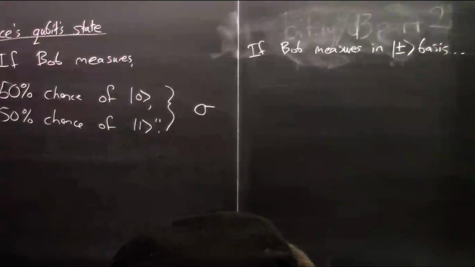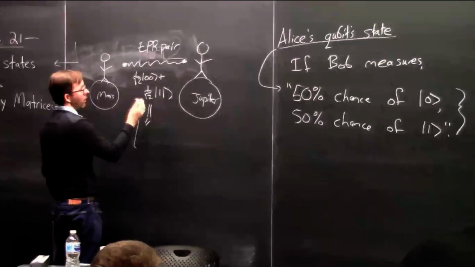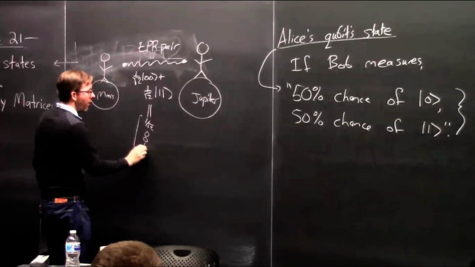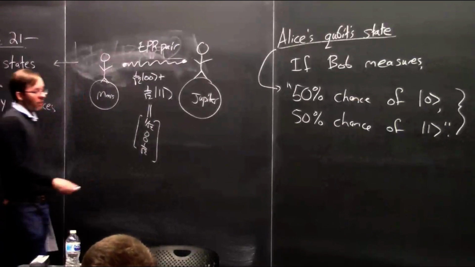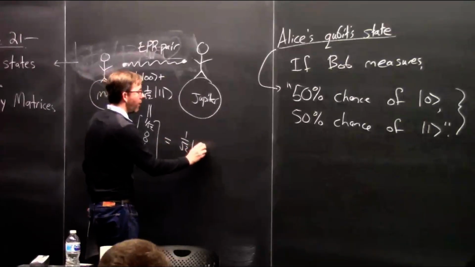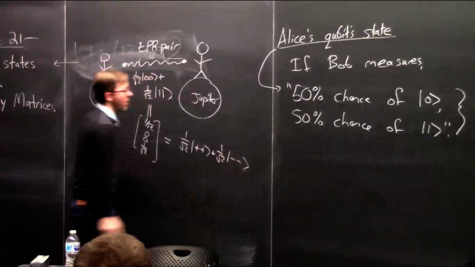One thing we computed a long time ago is that this 4-dimensional state, represented by this 4-dimensional vector, is also literally equal to this: 1 over root 2 plus plus, plus 1 over root 2 minus minus. It's just a simple calculation.